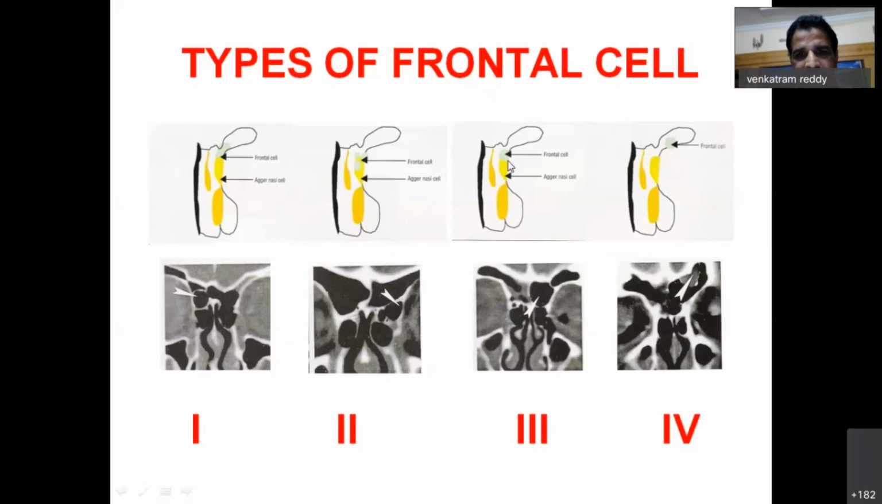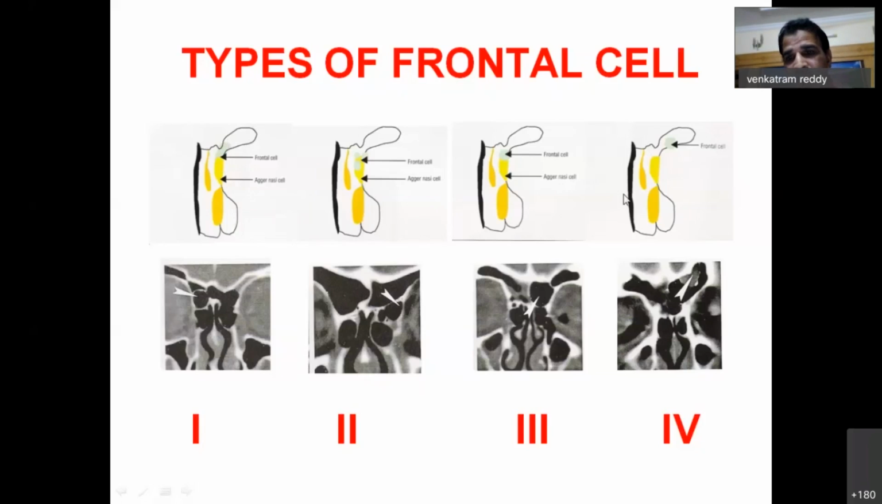This is type 1. Multiple cells placed above the agger nasi, but below the level of the frontal sinus. This is type 2, multiplicity. Type 3 is a cell which is above the agger nasi and extending into the frontal sinus, at least 50% of the height of the frontal sinus. At least half of it is type 3. And this last one is the type 4.